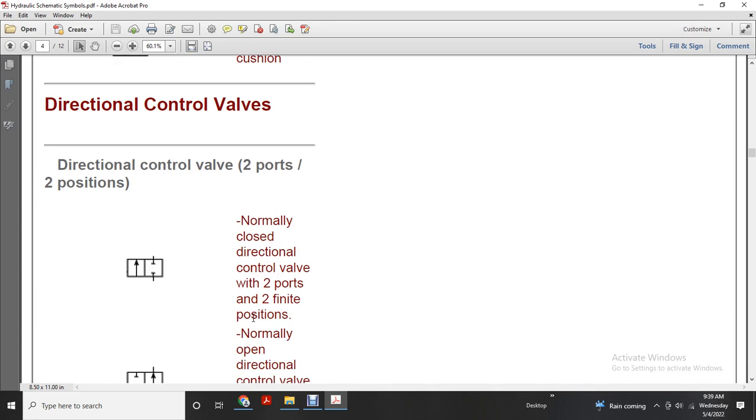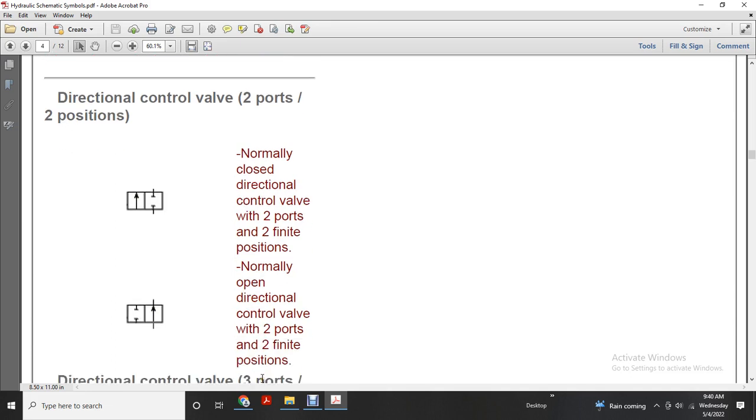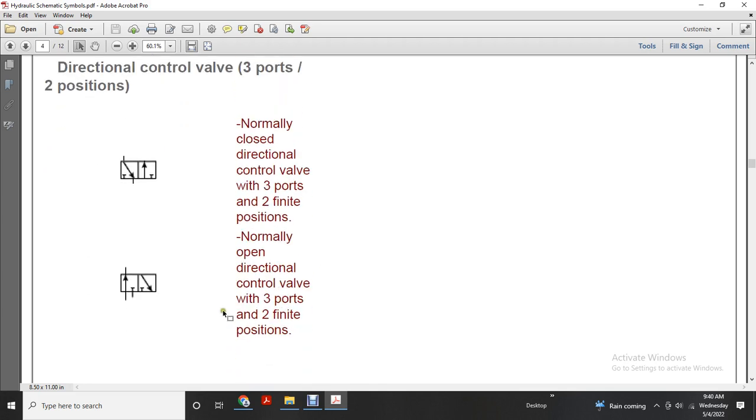Direction control valve. Alright, arrow upwards, normally closed direction with two ports, two positions. Normally open direction control valve, two ports. Direction control valve, three ports, two infinite positions, normally open control. Normally open direction, three ports, two finite positions.